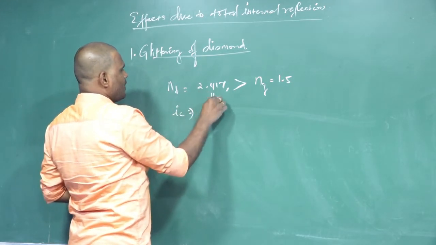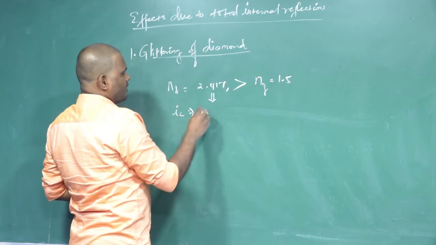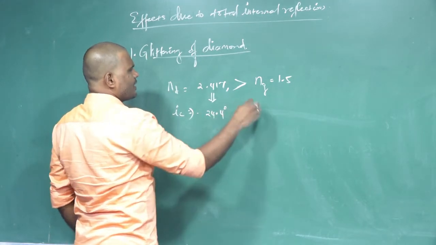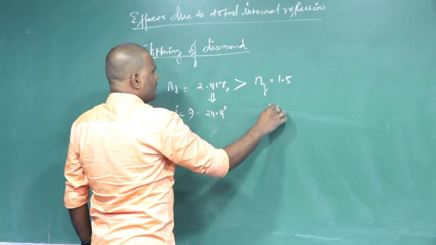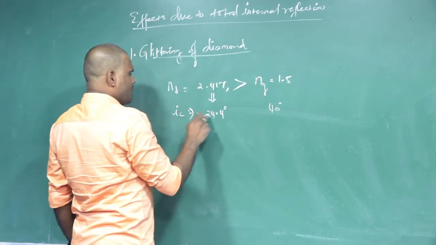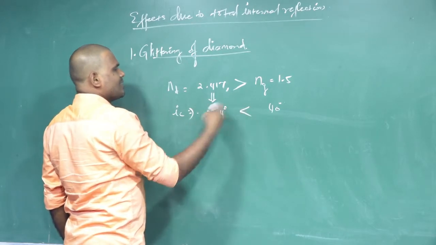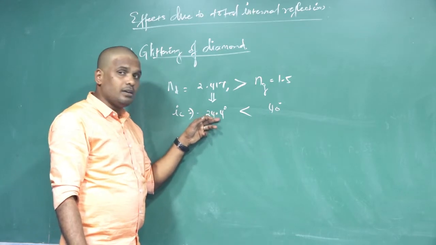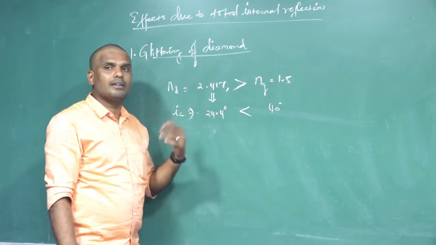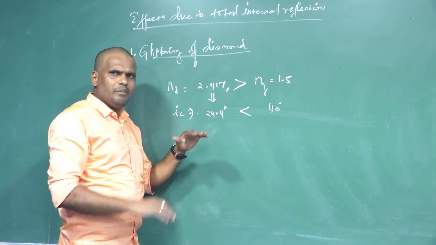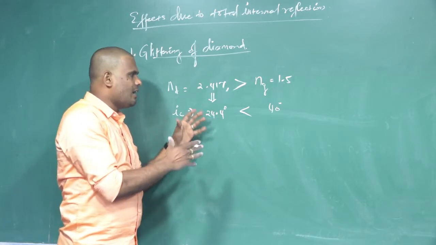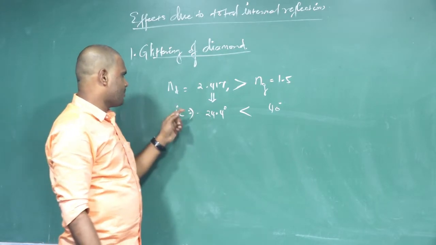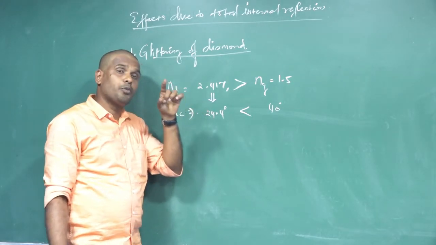The critical angle for diamond is around 24.4 degrees, and for glass you may get some value around 40 degrees. So we can say the critical angle for diamond is less than the critical angle for glass. What is the meaning of this? What is the idea behind the variation in the value of the critical angle? Simply, the critical angle for diamond is 24.4 degrees.